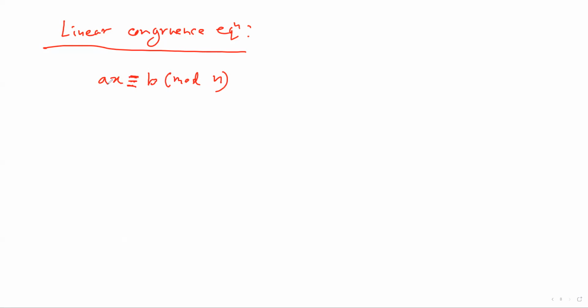We have quadratic and cubic congruence equations and higher order congruence equations as well, but we are not going to discuss those in this course. We are going to limit our discussion to the linear case. So an equation of this form is called a linear congruence equation. Let's see how we can solve such problems. For example, if you have, let me choose a nice example.